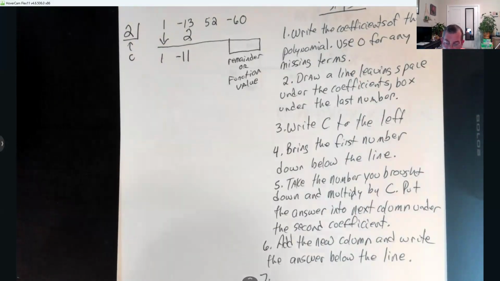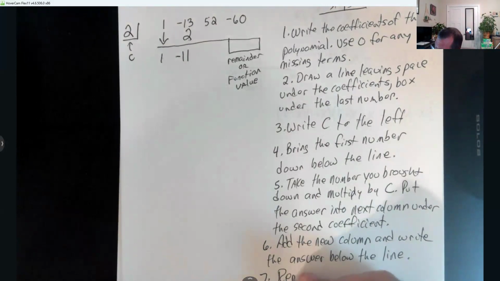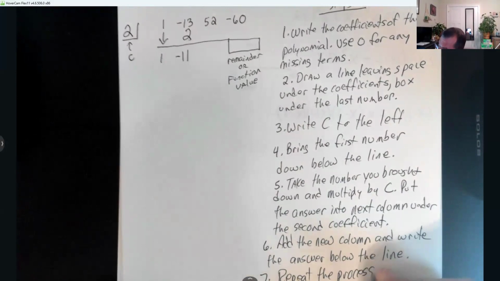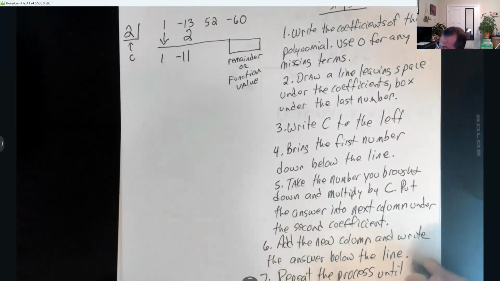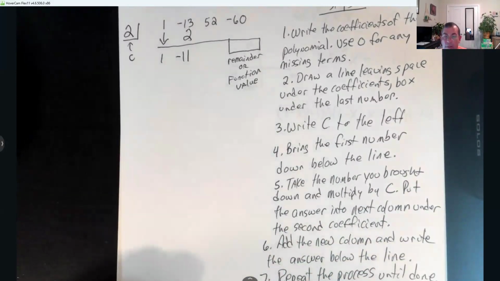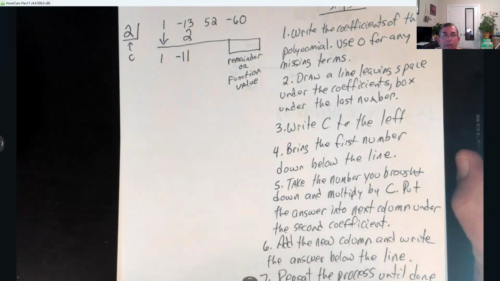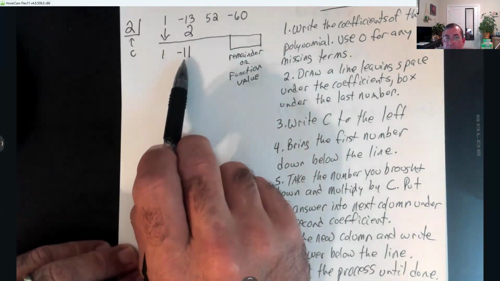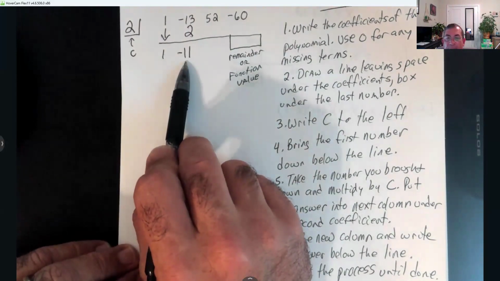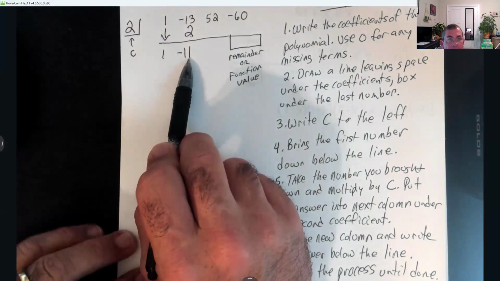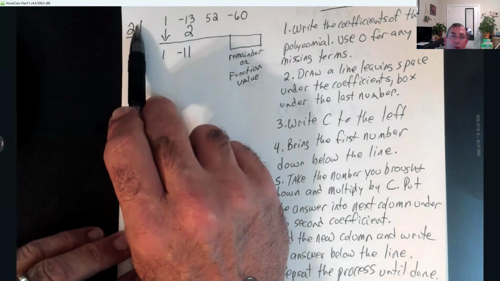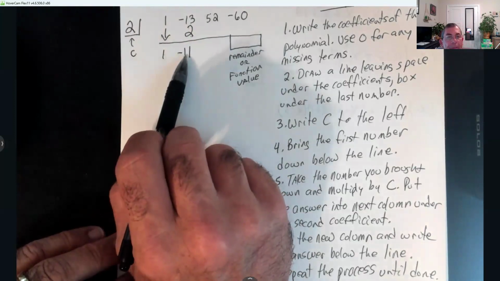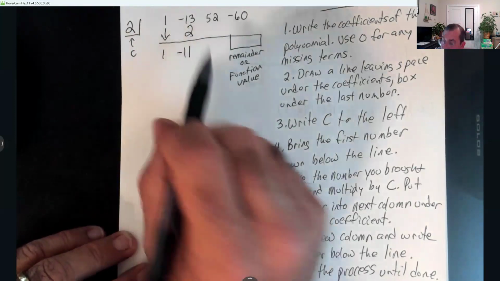So guess what I'm about to do? I'm going to repeat the process until done. We're just going to keep repeating this process until we're done here. This negative 11 is below the line. We're going to take that negative 11, multiply by 2, and put that answer in the next column. So negative 11 times 2 is negative 22.